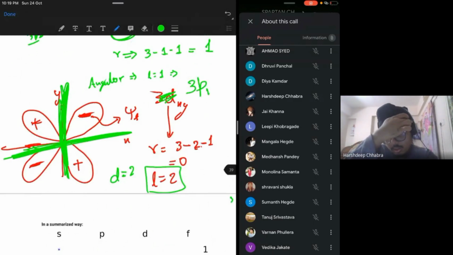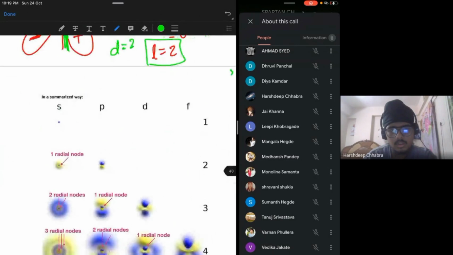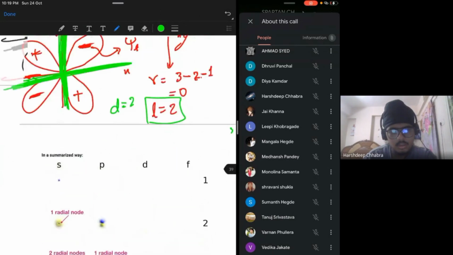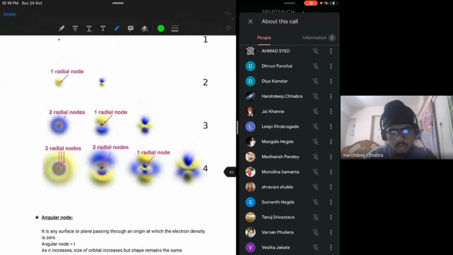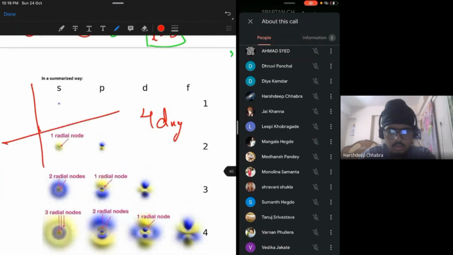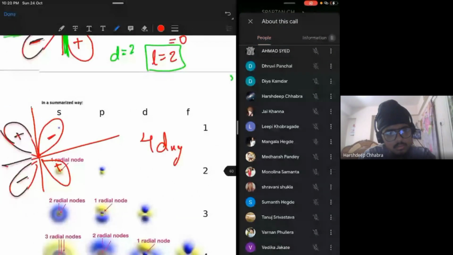3px, and the diagram will be what? Let me just change the color. No, not 3p. Let's still take d only. Let's say 4dxy. What will be the diagram? We will have like this, and like this, plus minus.